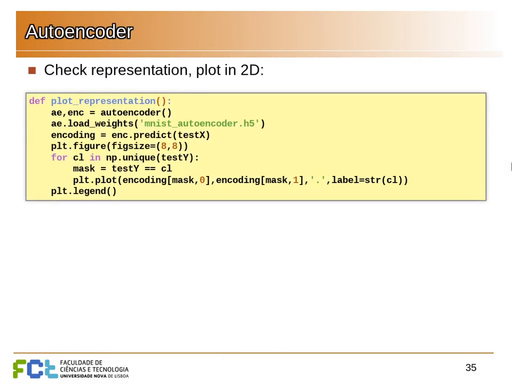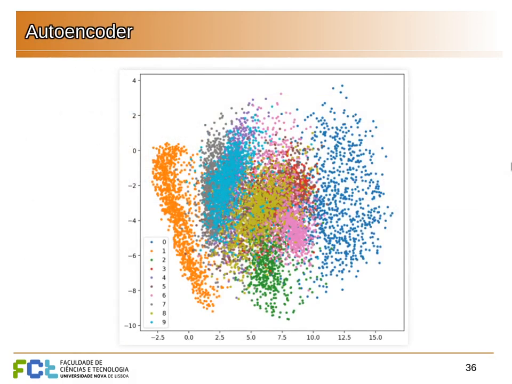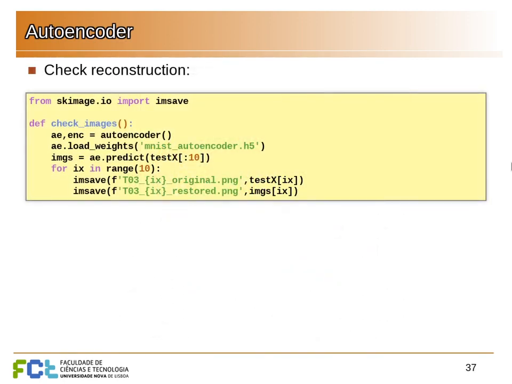And now I can create a plot and loop through all the classes. So this is the test Y, the values of the classes 0, 1, 2, and so on. I can loop through all these, and I can create a mask by selecting the images that belong to that class, and then plotting the position of the encoding of those images in the graph. The reason for this loop is to make these different colors for the different classes. You could just plot everything in one go, but then you would have everything in the same color. This loop makes 0 have this blue color, 1 have this orange, and so on, and automatically changes the colors in the different loops. Another thing that you can look at is how the images were reconstructed.